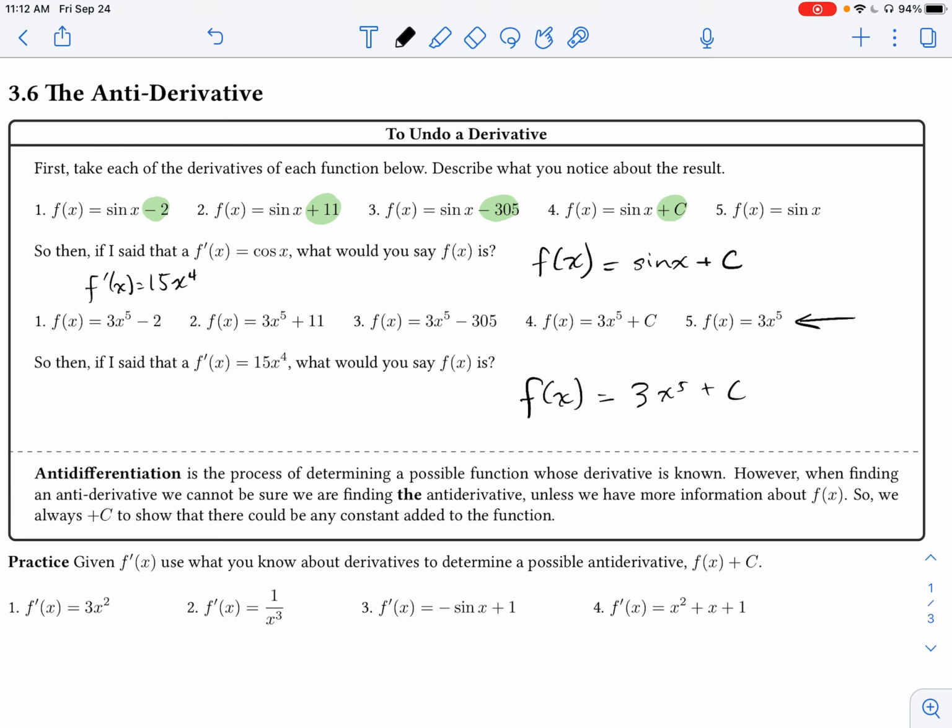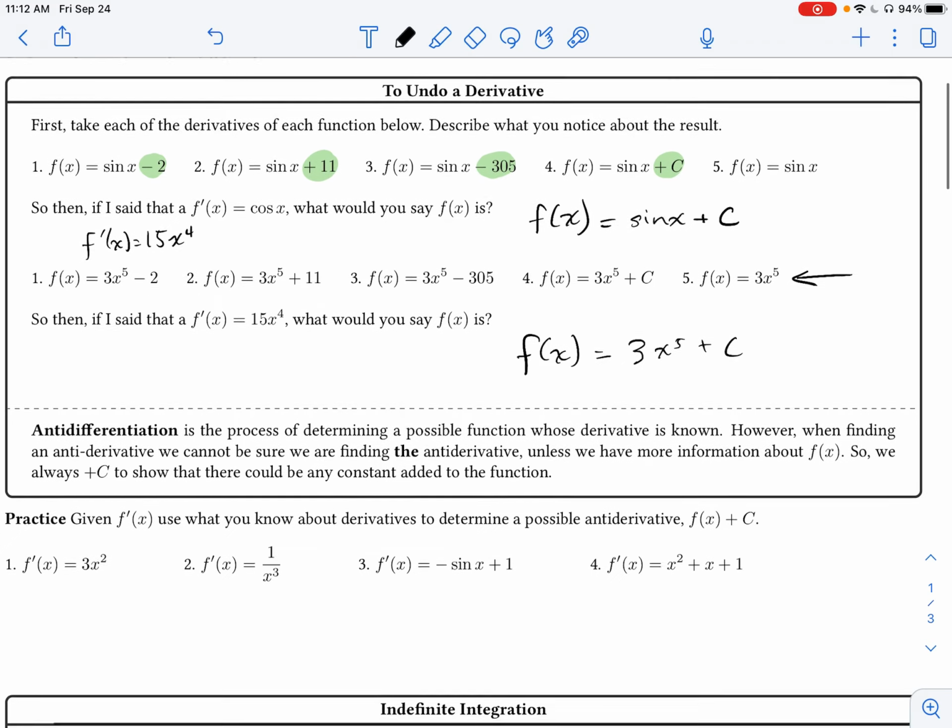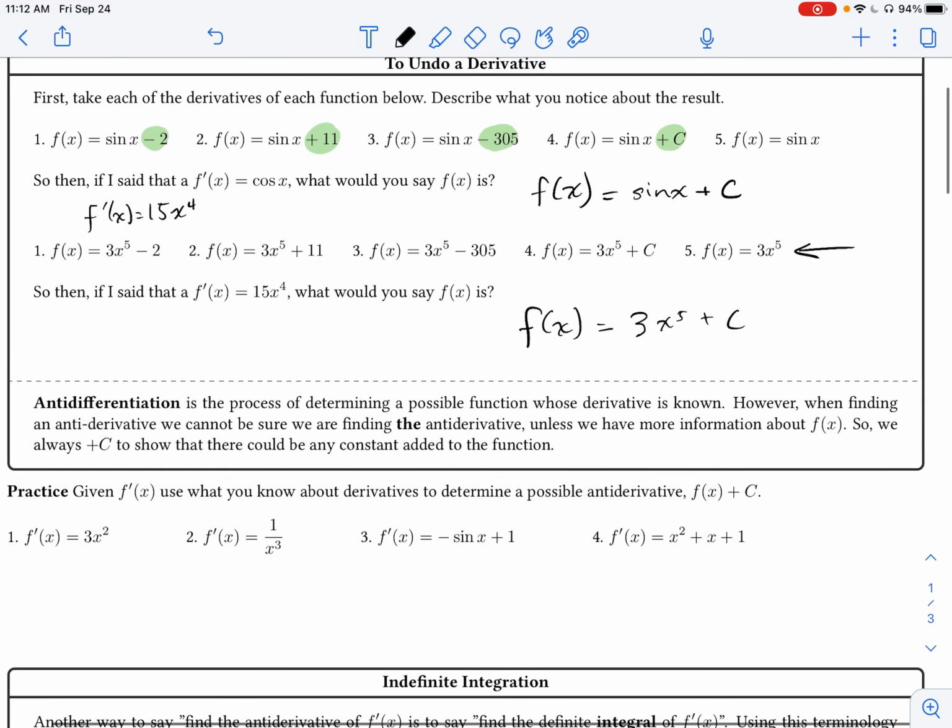So we're informally doing this just by observation, but you start to get the idea, and a really important idea: because the derivative of any constant is always 0, when I'm coming up with the antiderivative, or the function whose derivative is given to us, we can add any possible constant. And that's an important idea, because what we're effectively saying is that when we're coming up with an antiderivative, we're finding a family of functions.